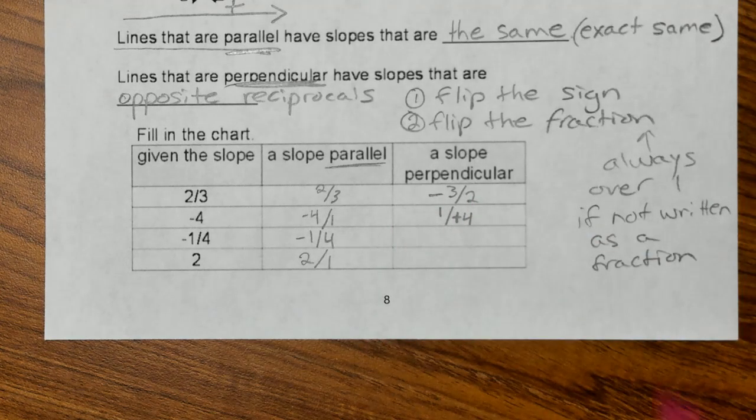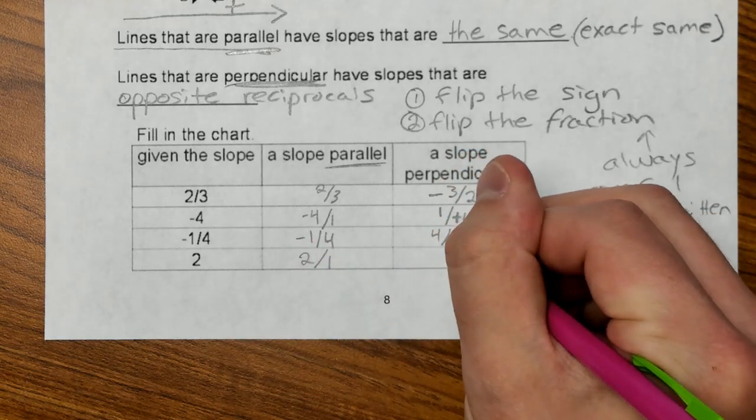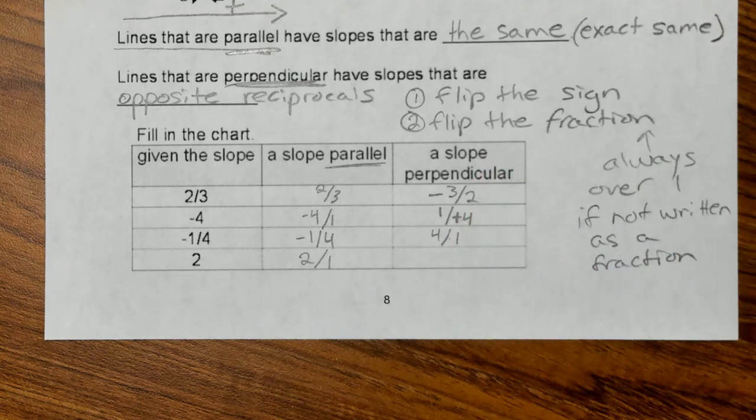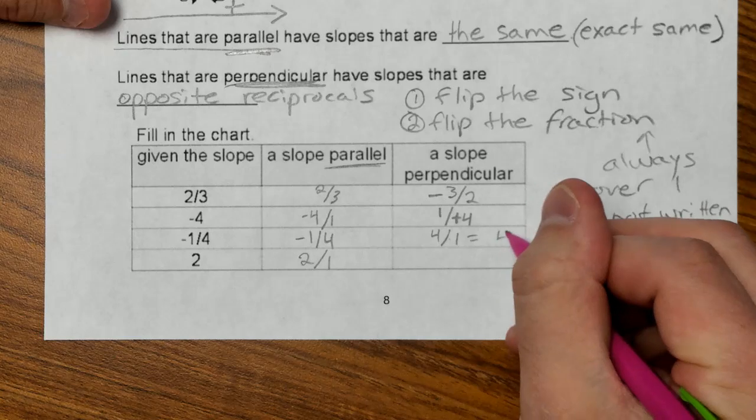Here, negative 1 over 4 changes to 4 over negative 1, and I know that is positive, so I'm not even going to write that negative symbol in there. I'm just going to write 4 over 1. Or I could just write 4.